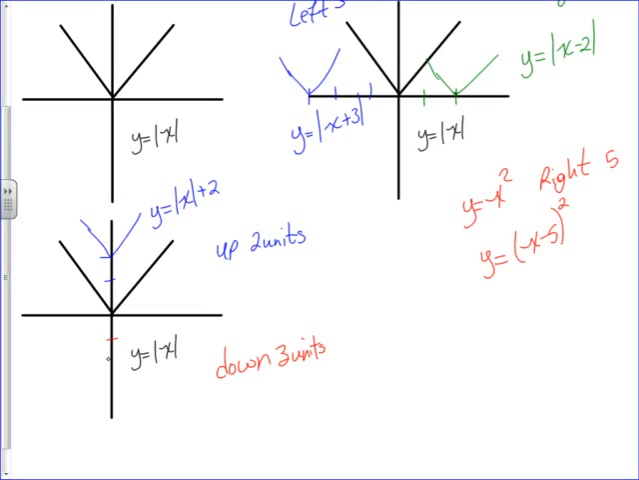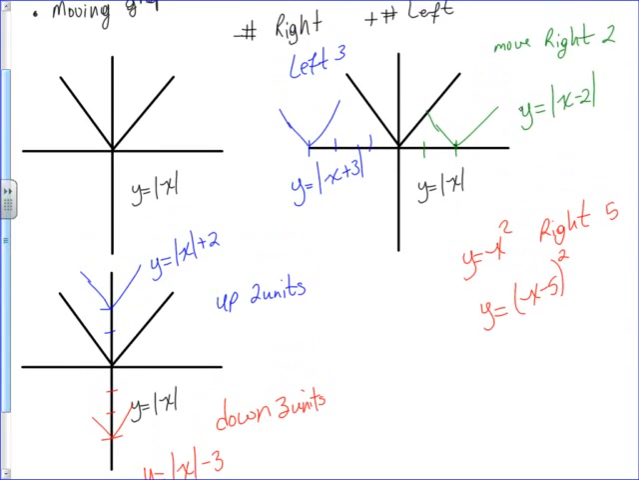Alright, 1, 2, 3, so it's going to be here, just like that. So again, the 3 is going to have to be at the end of the equation. So y equals the absolute value of x minus 3, because a negative number goes down, positive number goes up, and then negative number goes right, positive number goes left. Alright, so keep in mind it seems opposite, but a negative goes to the right, a positive goes to the left.